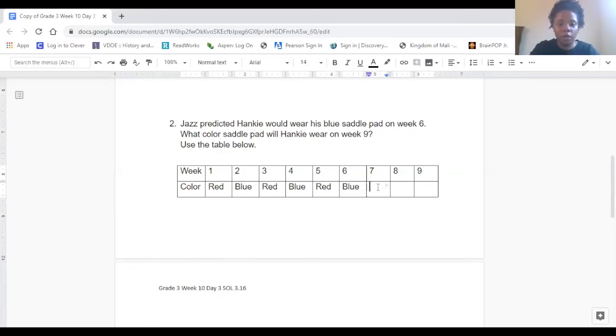So I know this is red. Week 8 will be blue. So week 9 will be red. The pattern repeats itself. Did you get that answer too? I know you did. My awesome rising fourth graders.